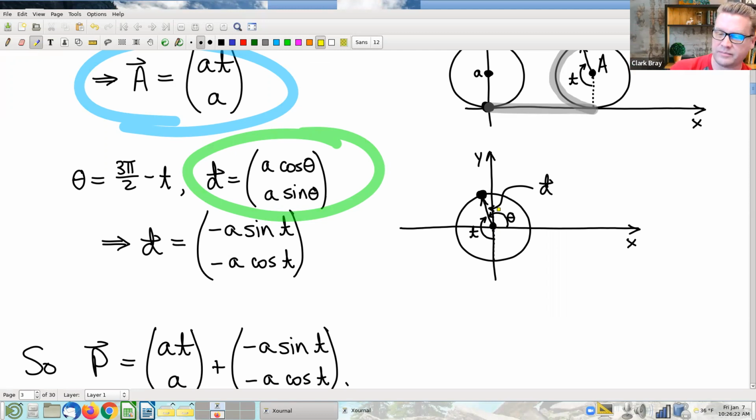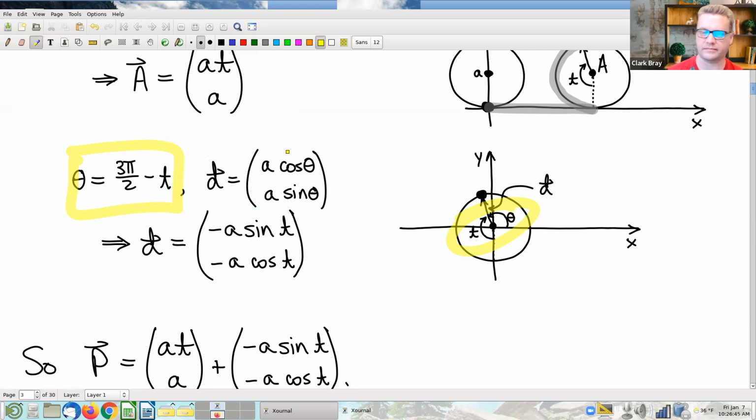And that's a simple matter of looking at that picture right there and realizing that as T increases, theta decreases, and therefore the sum is always constant. So it's, in this case, 3 pi over 2. Okay. Everybody with me now? Is that happy? Okay. So yeah, we're in good shape now.